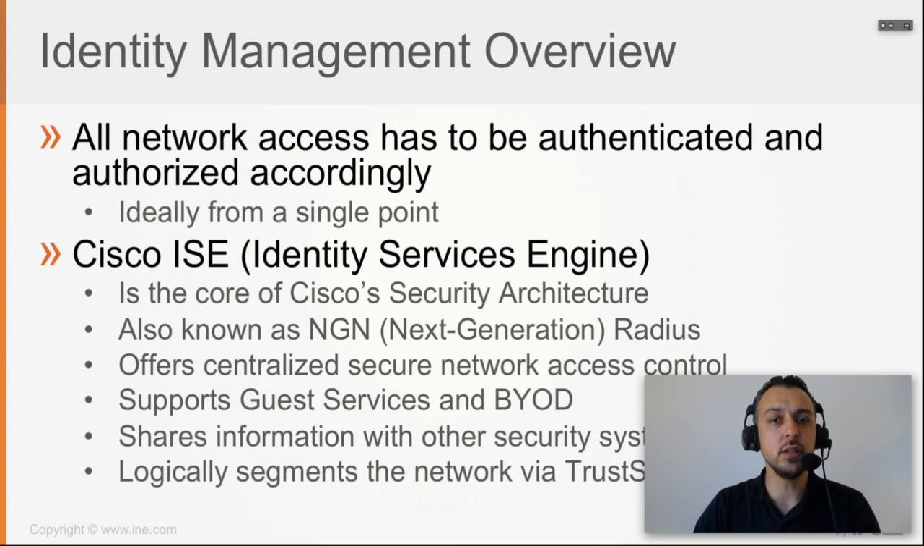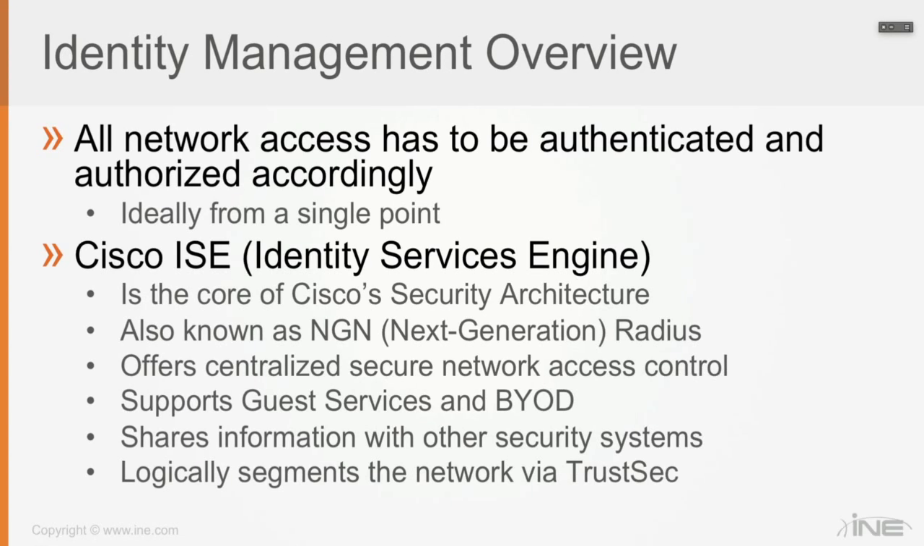So if we have one solution, which is ISE, which controls initial network access, then the same solution should restrict network access when a device has been infected and we have been notified about that infection, of course, via other security tools implemented in the network. So that's why it's the core of Cisco's security architecture.